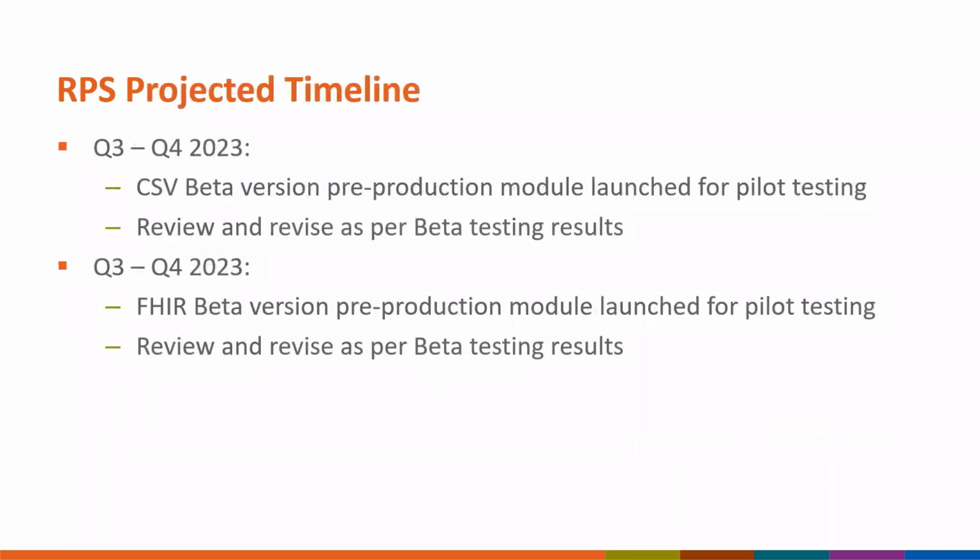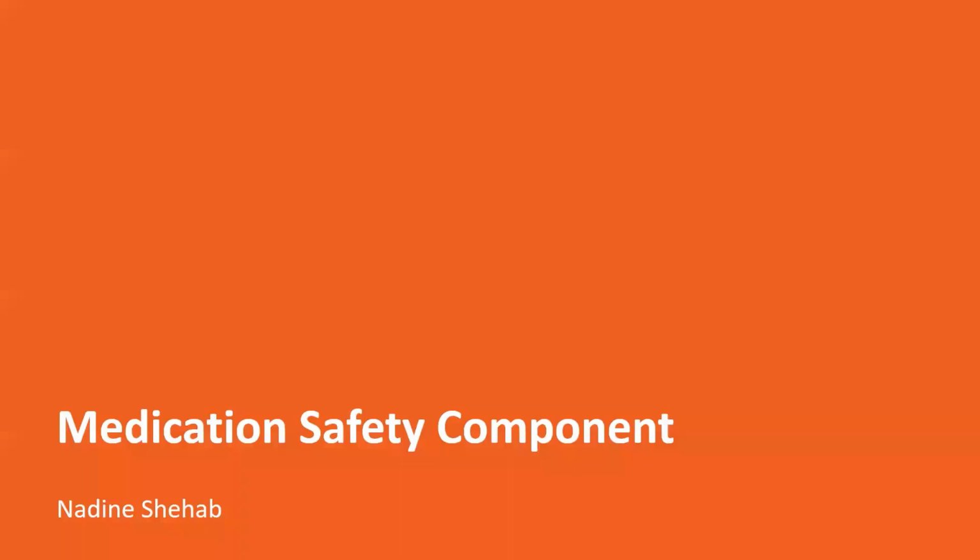The projected pre-production launch for both the CSV and FHIR beta versions is August of 2023 for pilot sites. From there, we will review the data and make any necessary revisions prior to launching the module for additional sites. And as a reminder, please send any questions about the new electronic measures to nhsn@cdc.gov. And now I'd like to turn this over to Nadine.